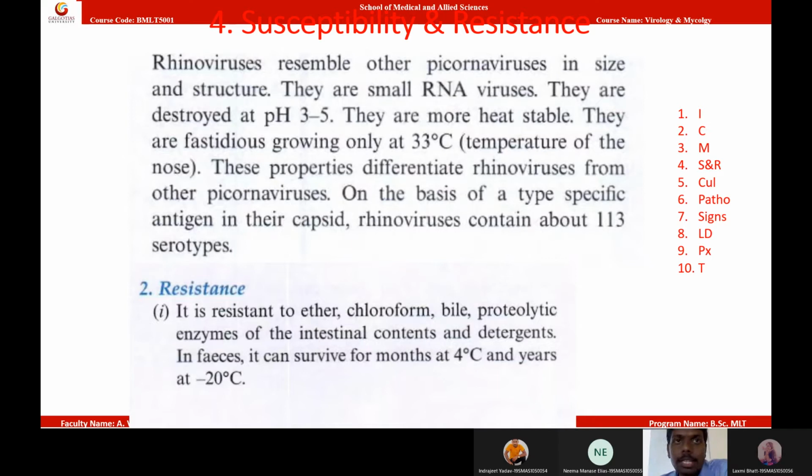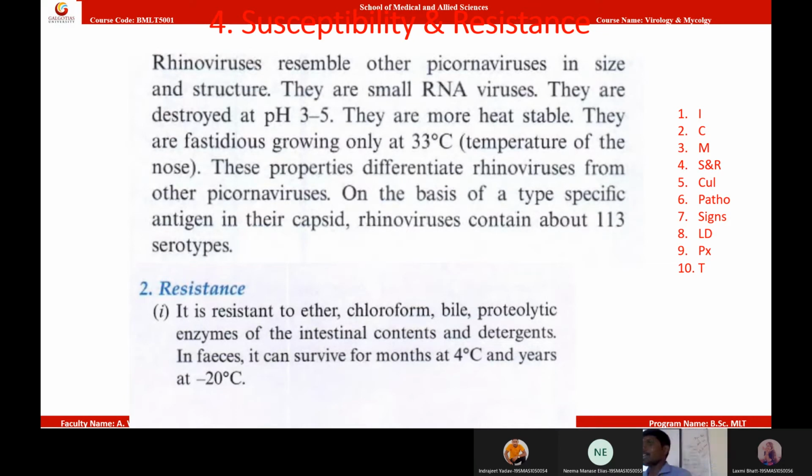In susceptibility, the first point: they can be destroyed at a pH of 3 to 5. They can grow at 33 degrees centigrade. Okay, in the bracket, ideal temperature. The ideal temperature for the growth of the virus is 33 degrees centigrade.